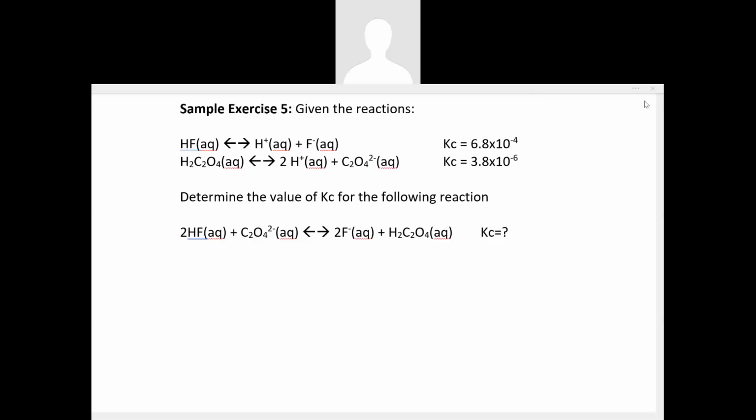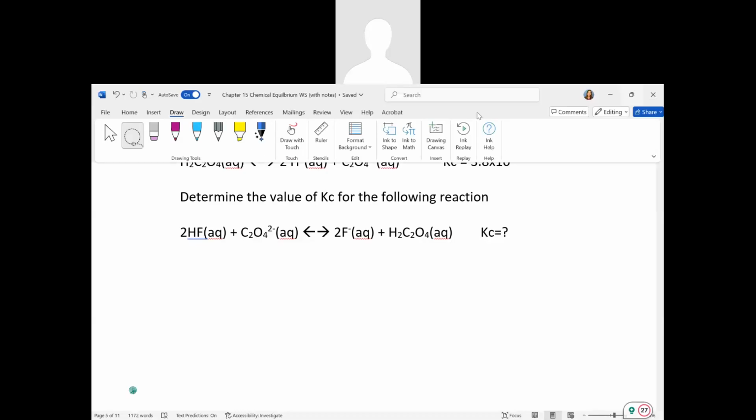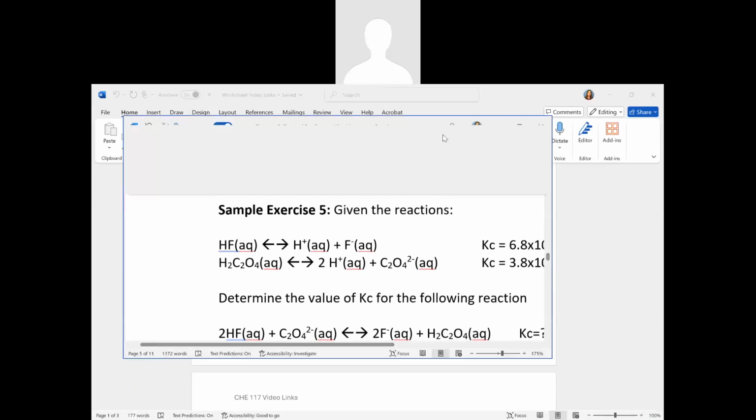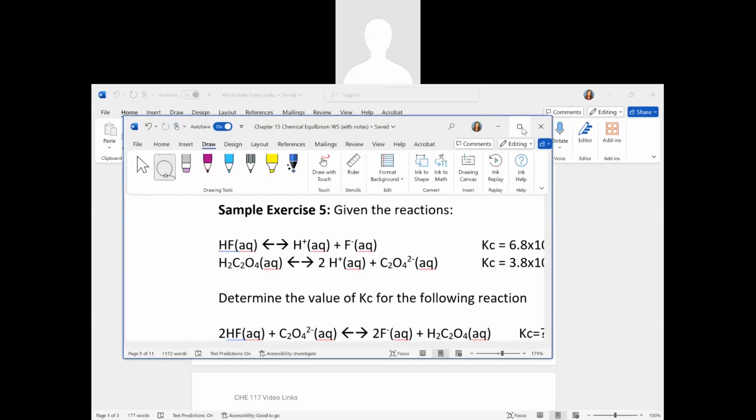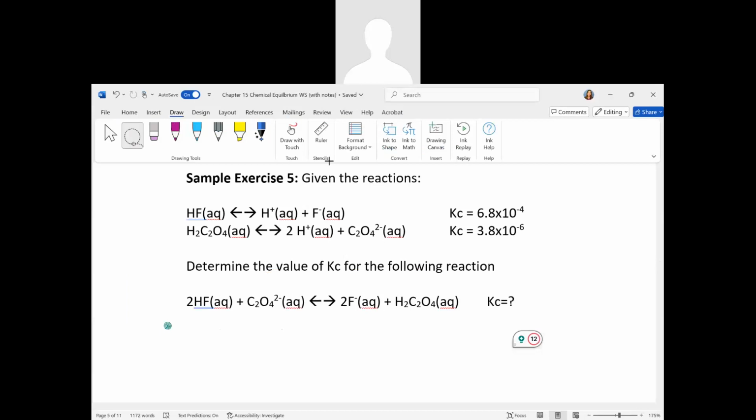In this video, we're going to explore sample exercise 5 from chapter 15 on chemical equilibrium. Below here, we're given this reaction. We're actually given two steps within the reaction, the elementary steps, and below those elementary steps we're given the overall reaction. Let's point out here, our overall reaction is down here.